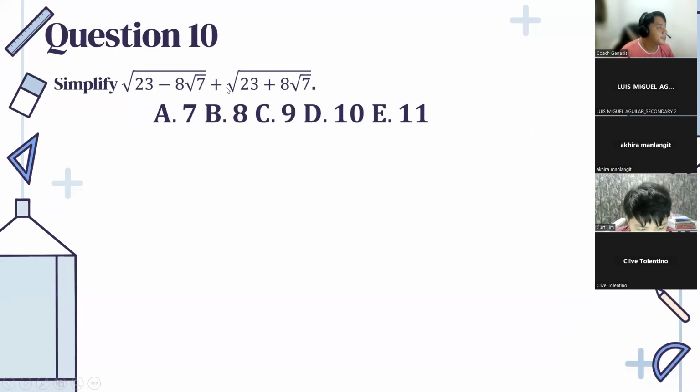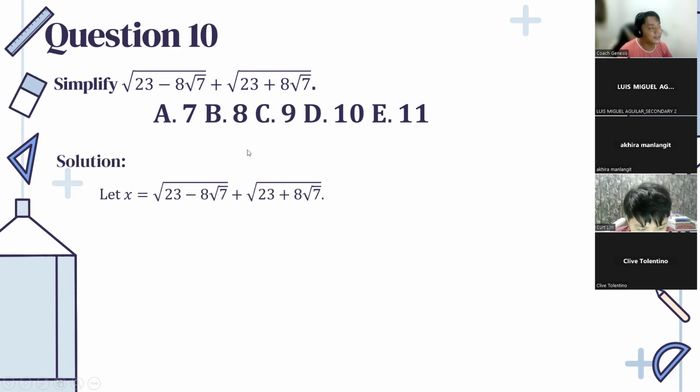Number 10. Simplify square root of 23 minus 8 square root of 7 plus square root of 23 plus 8 square root of 7. Okay, so the first thing to do here is we let the whole expression be x. X is equal to square root of 23 minus 8 square root of 7 plus square root of 23 plus 8 square root of 7.